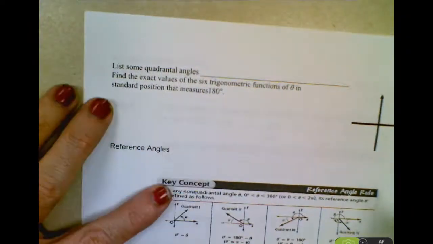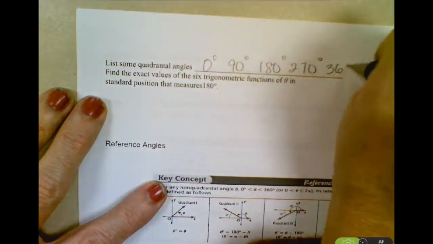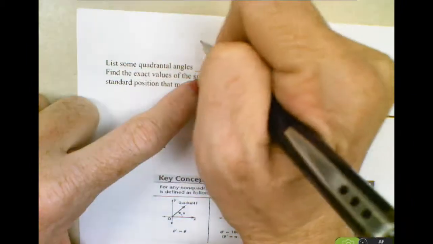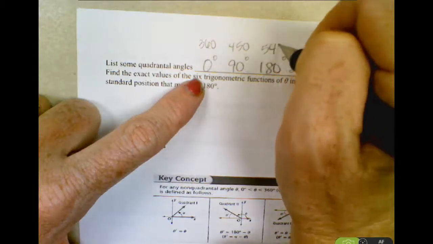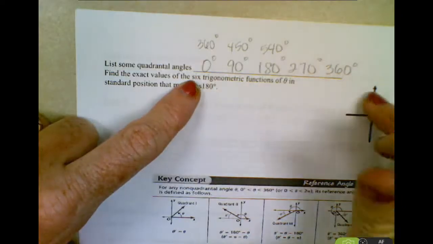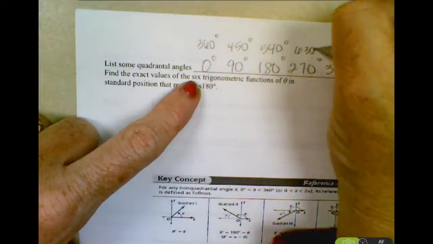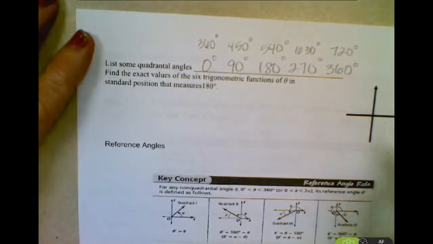Flip to page 2. So some of your quadrantal angles would be what? You would have 0, 90, 180, 270, 360. We also talked about angles that are coterminal. So if you went around the horn one more time and hit those numbers again, you would have 360, 450, 540. These would all still be quadrantal angles because they end on one of the axis lines. 630 and 720. Okay, and I could keep going as many times as I wanted to go around the entire graph. I could do that.